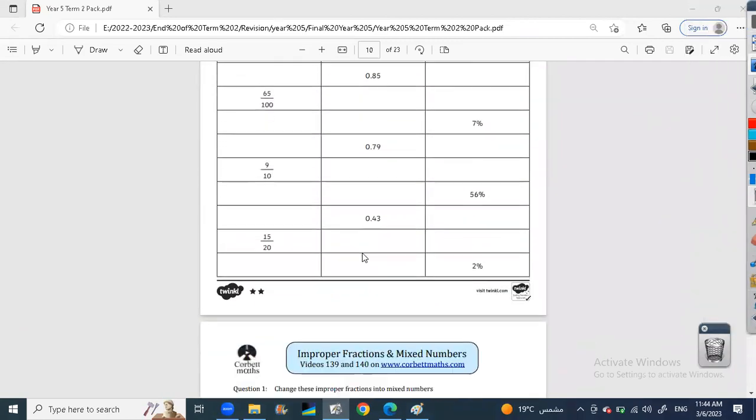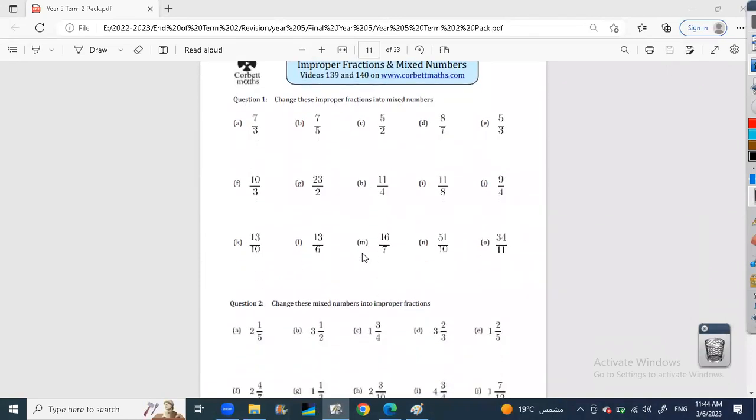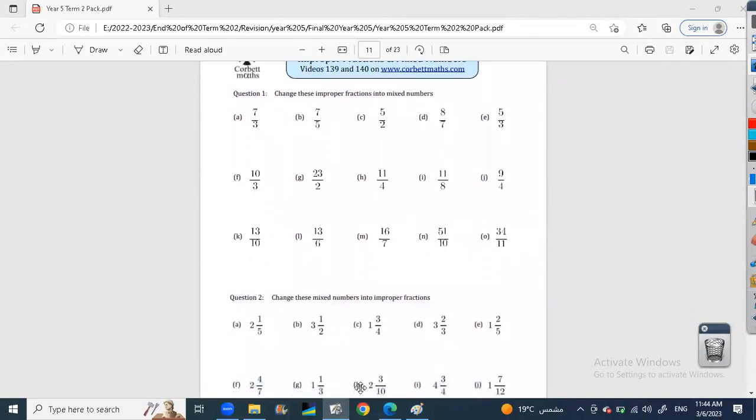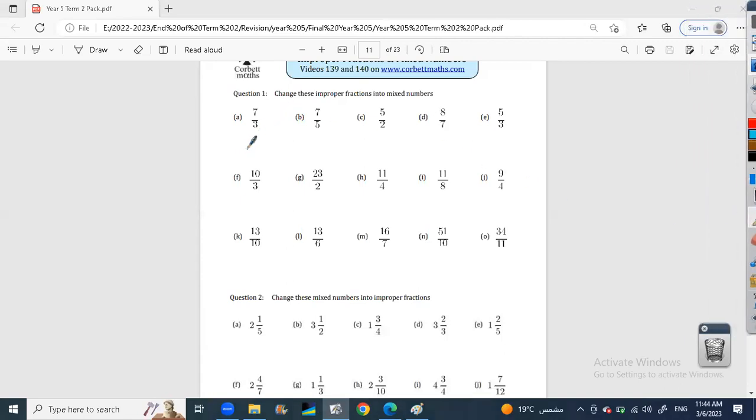We explained already how to do this, page 10. And now we are going to start converting the mixed numbers and improper fractions. So let's start with converting the improper fractions into a mixed number. The first thing that I'm going to do is copying the denominator. The denominator stays the same. Good, so 3 stays 3.